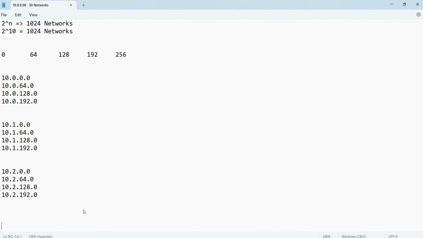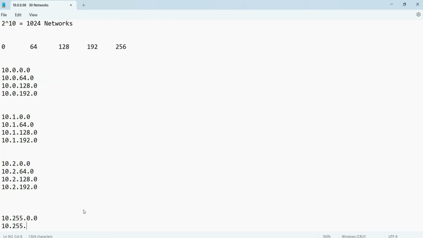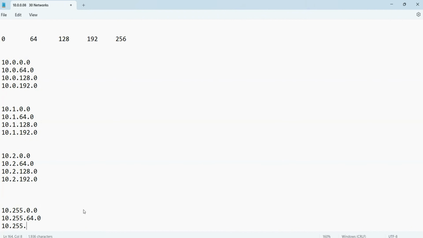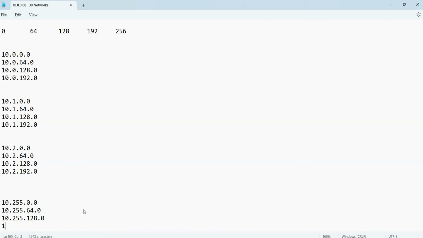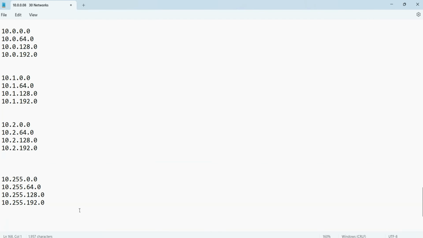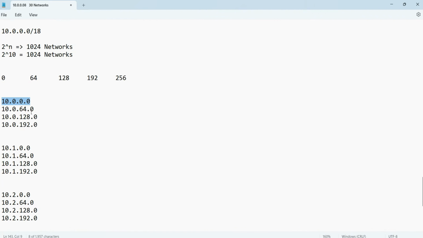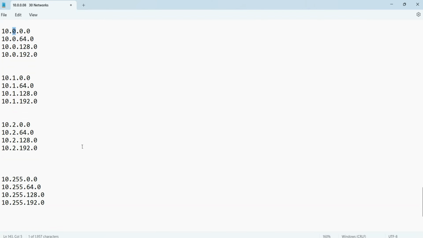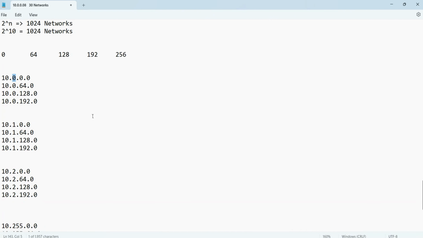Until which number? Okay. Well, what's before 256 is 255. 10.255.0.0. 10.255.64.0. 10.255.128.0. Then 10.255.192.0. So my last network is this right over here. And my first network is this. If I count, these are 4, and this jumps by 1 from the number 0 to 255 is 256. 256 times 4 is what? 1024. So this is perfect.